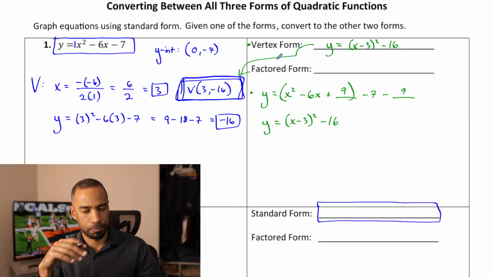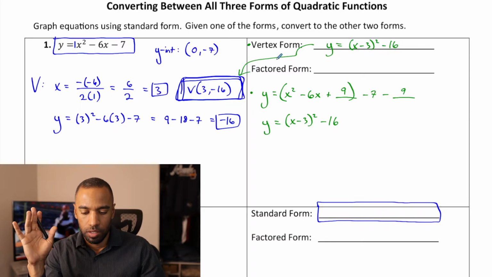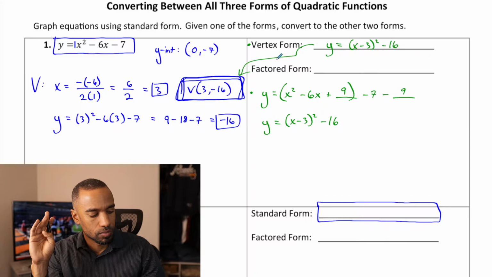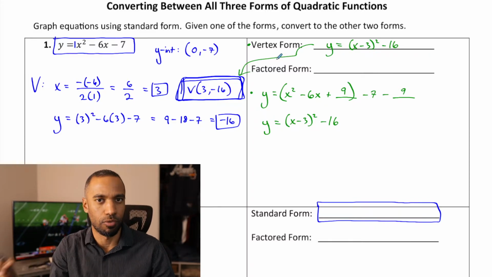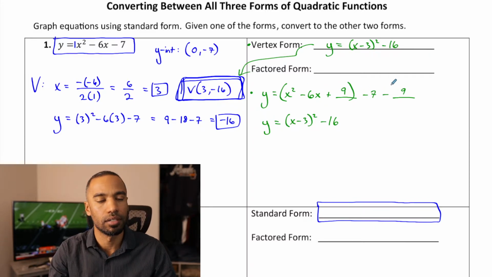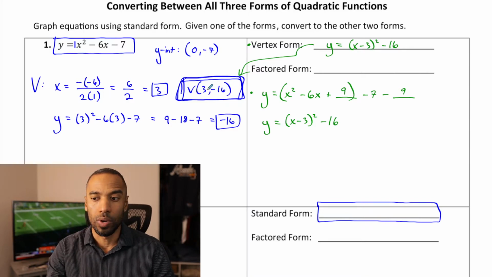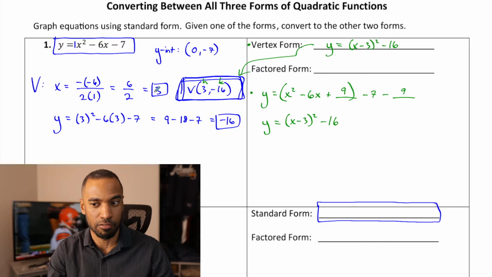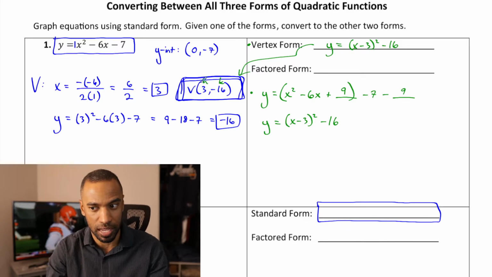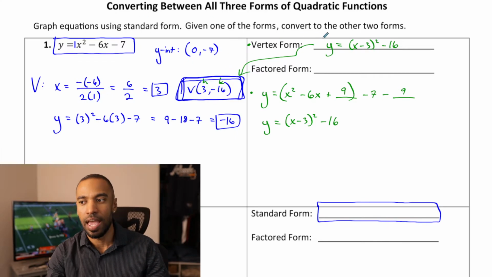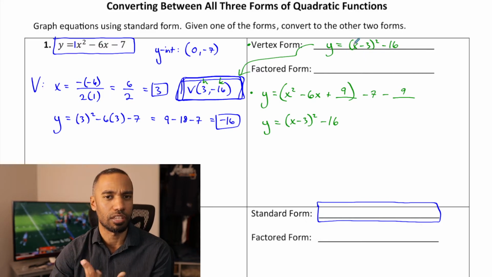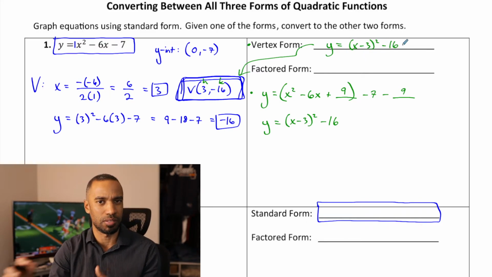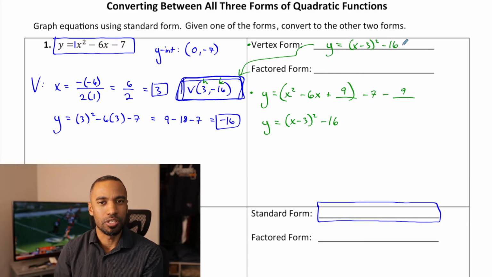Now, I'll tell you what. You don't have to get vertex form by completing the square. If you noticed, we did get the h and k vertex values by using negative b over 2a. It's possible to use negative b over 2a to find these values and then plug them into your vertex form equation as you know it's supposed to work. So you can do that.